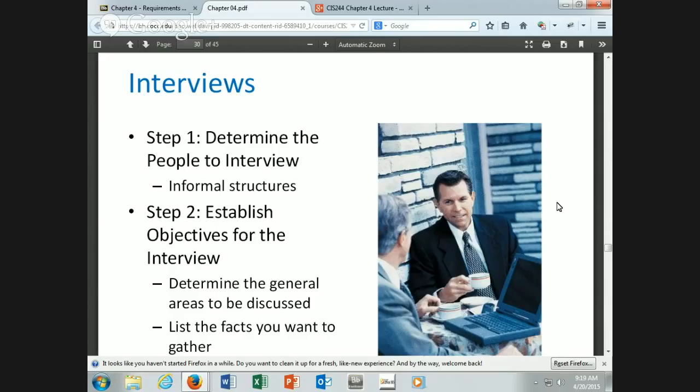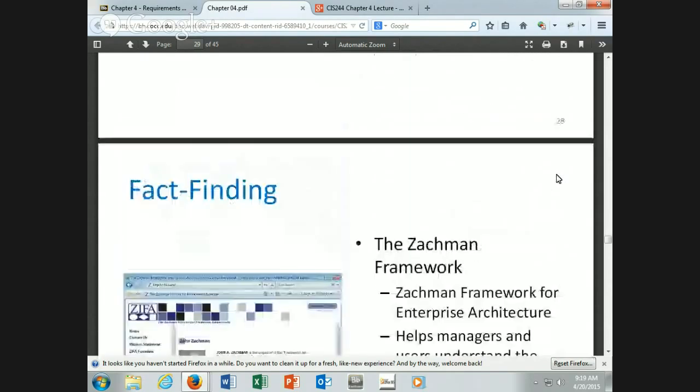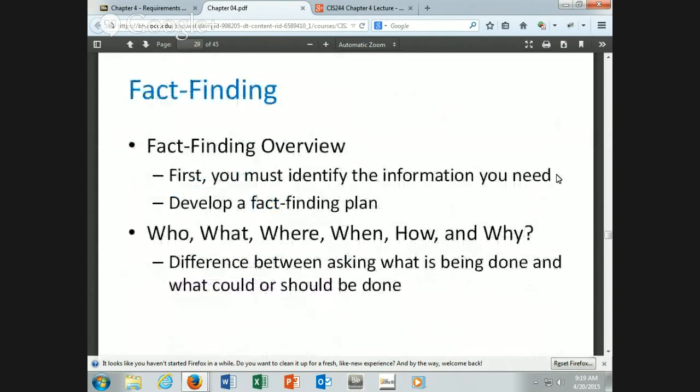The super center is already being built. We are building a system to support the super center. So our questions need to be focused on the system. What is it you need from the system? Let's go back here. Who will use the system? What will they want from the system? Where will they use the system? When will they use the system? How will they use the system?